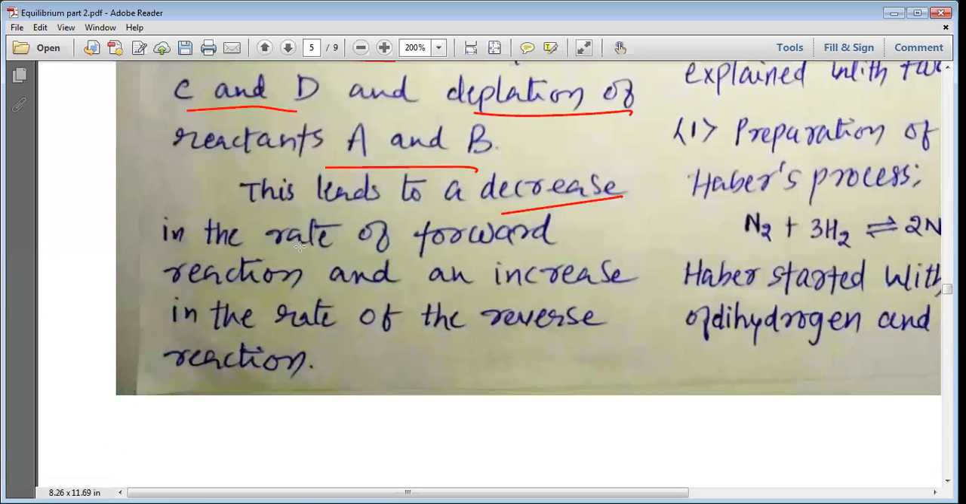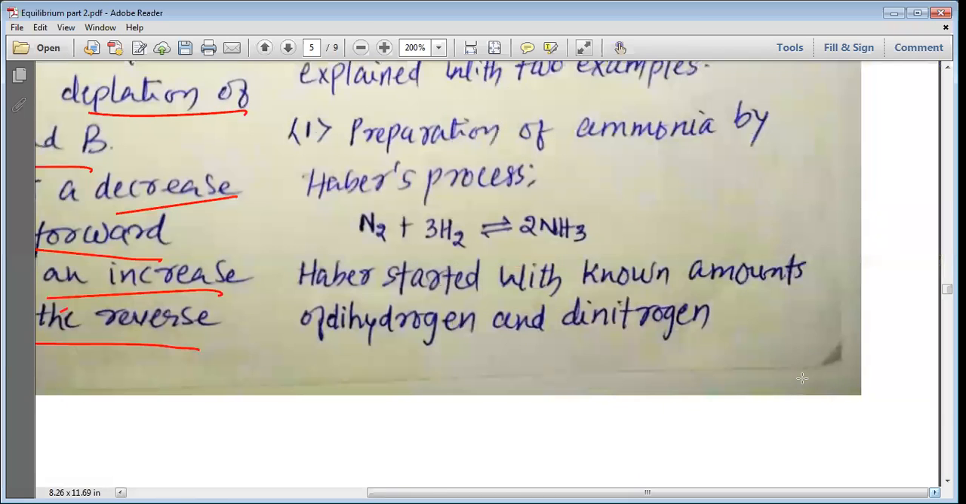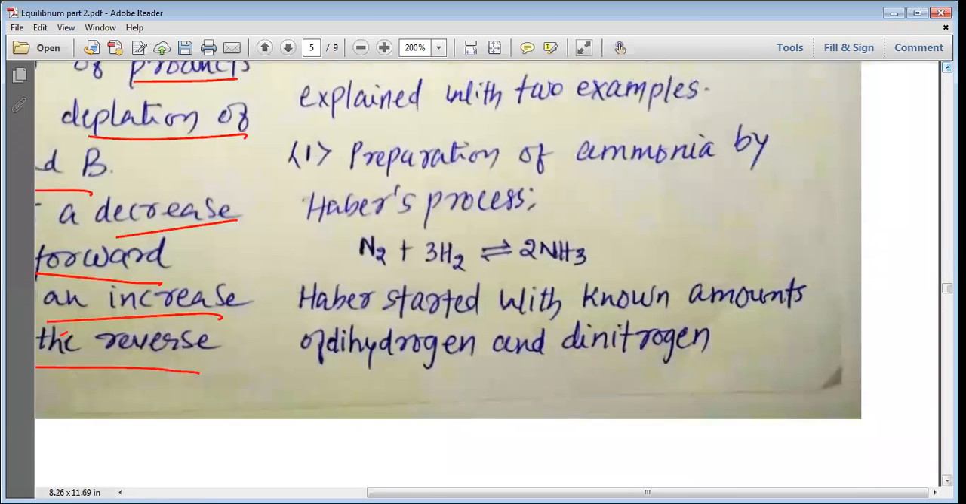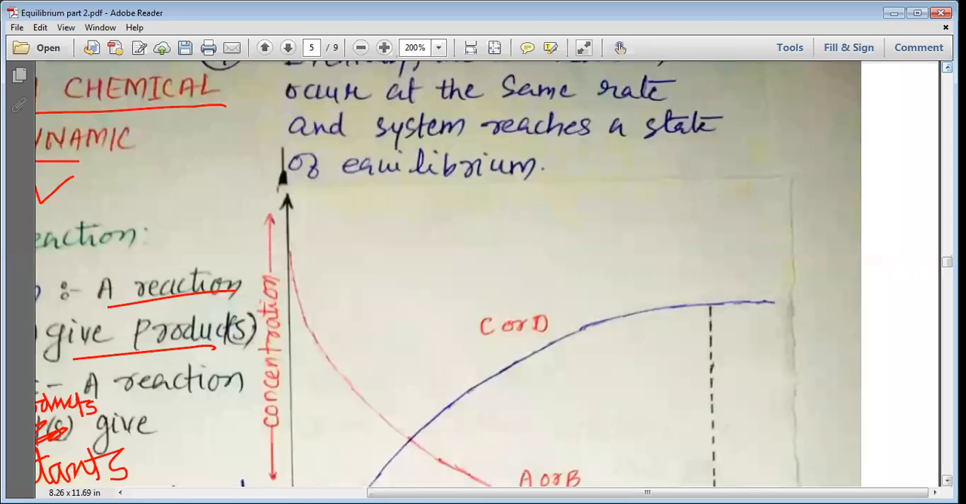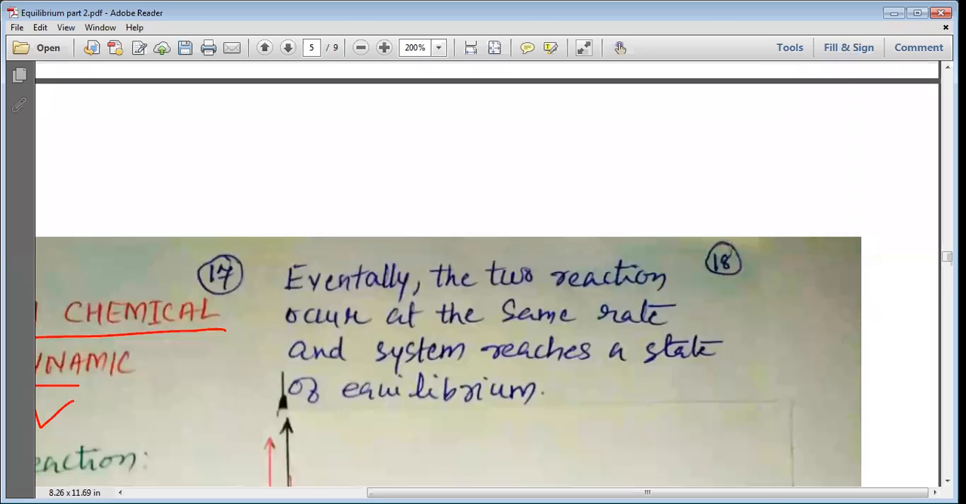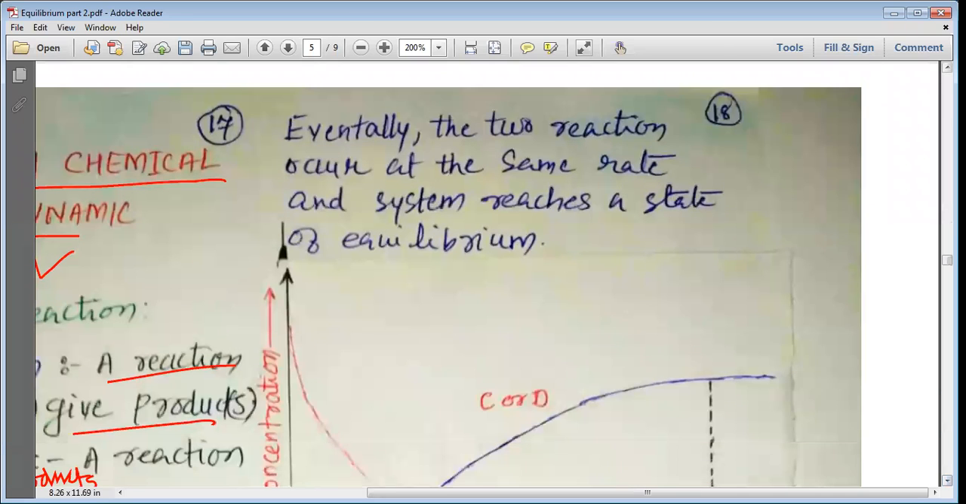This leads to a decrease in the rate of the forward reaction and an increase in the rate of the reverse reaction. As the number of reactants decreases, the reactants reacting with each other also decreases, and that is why the rate of forward reaction decreases. But as the number of products increases, the rate of products being converted into reactants increases. As time goes on, the rate of forward reaction decreases and the rate of reverse reaction increases, my dear students.